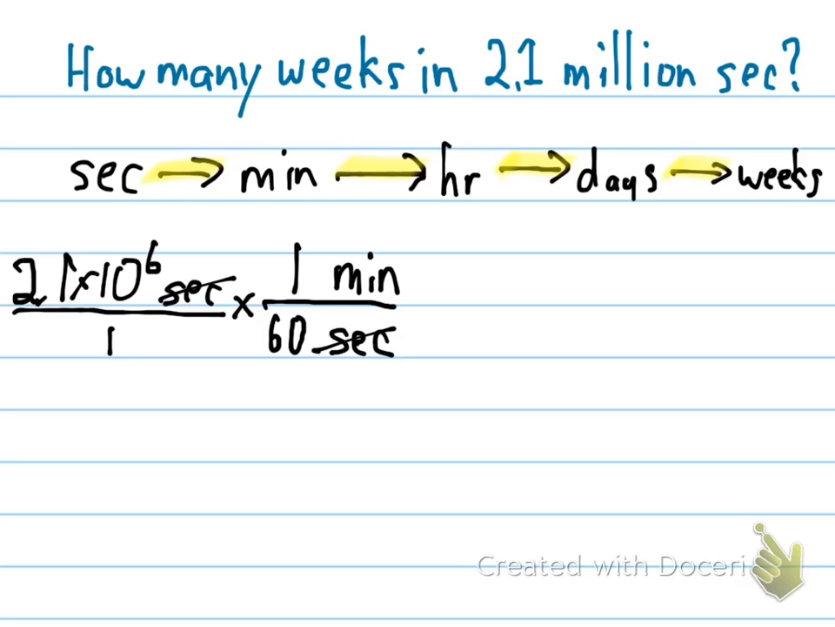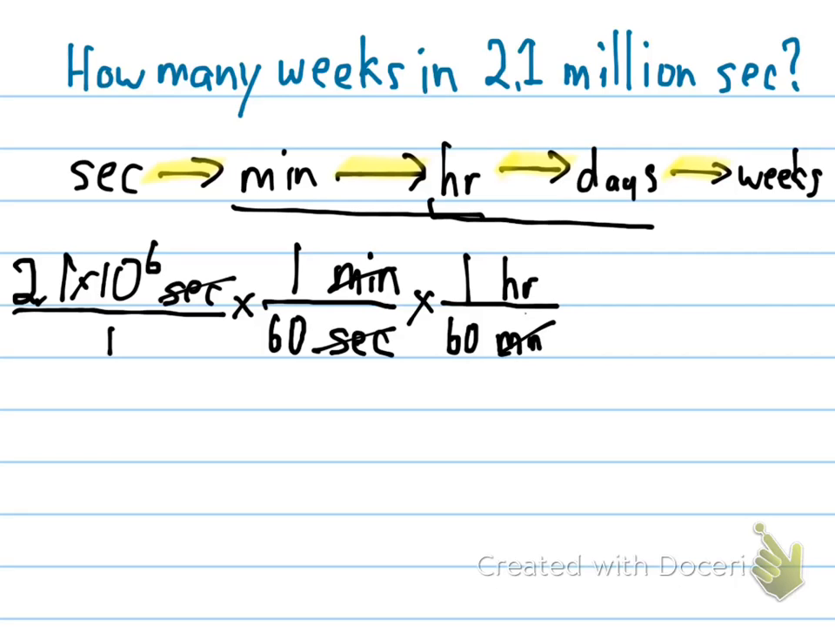Now we're on the next step, so minutes to hours. Again, we want to get away from minutes, so we're going to put minutes on the bottom and the hour on the top. For every 1 hour, there are 60 minutes, so the minutes factor out. And now we're on to hours to days. We know that in 1 day there are 24 hours. We're going to want the 24 hours to go on the bottom so that we can factor out hours. That leaves us with days.